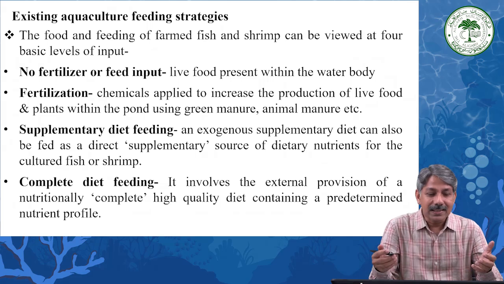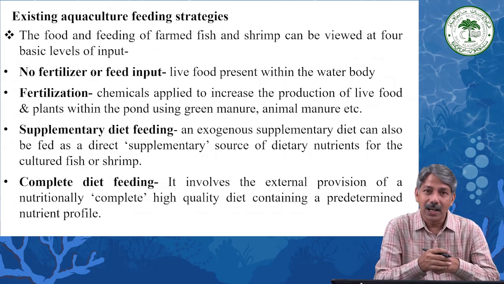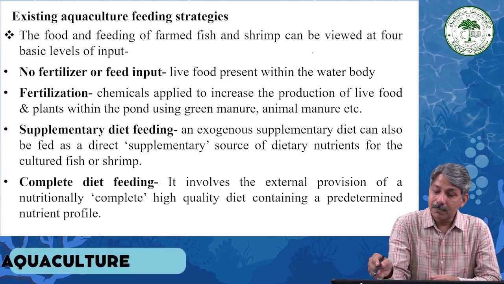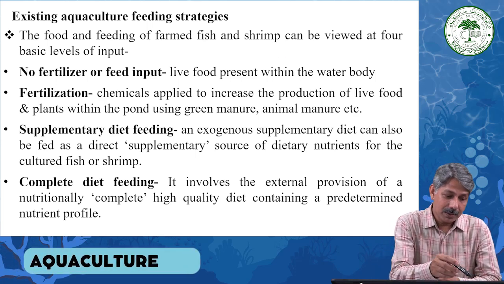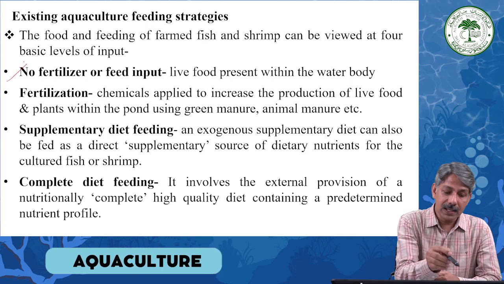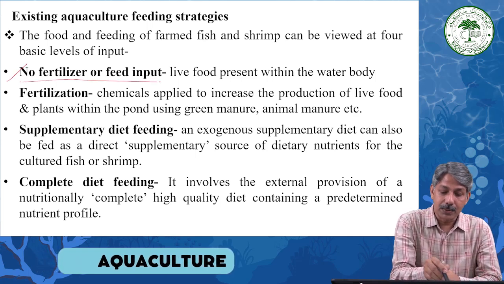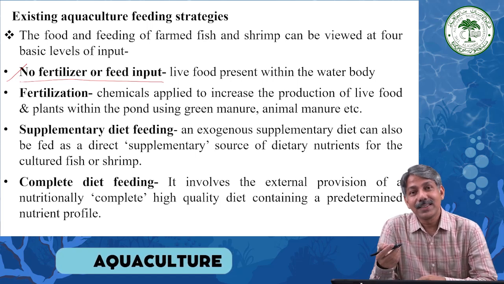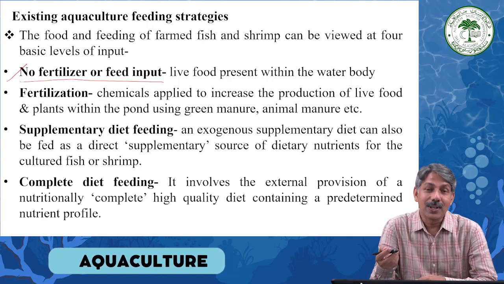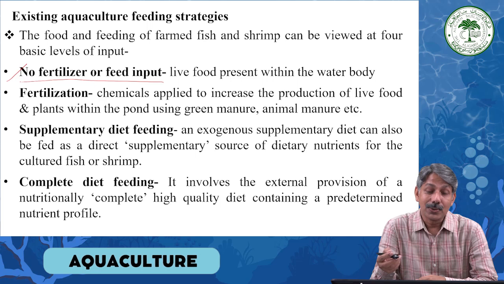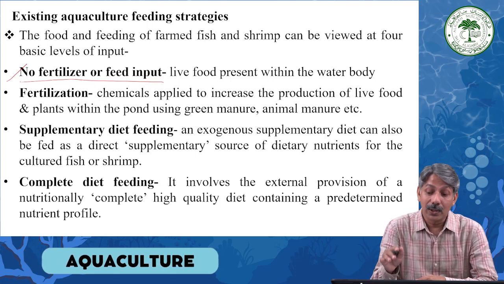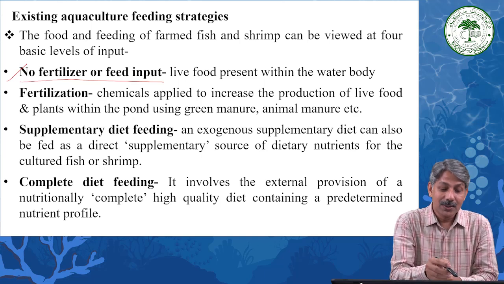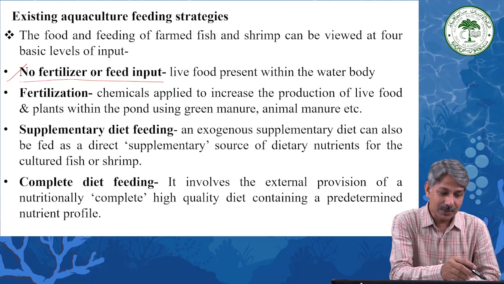But now, what are the existing feeding strategies that we have in actual practice? The food and feeding of farm fish and shrimp can be viewed at four basic levels of input: no fertilizer or feed input. I told you that in extensive aquaculture we are not providing any food from outside. So the aquatic organisms depend only on the food available within the aquatic system. So that is the condition here in the first point.